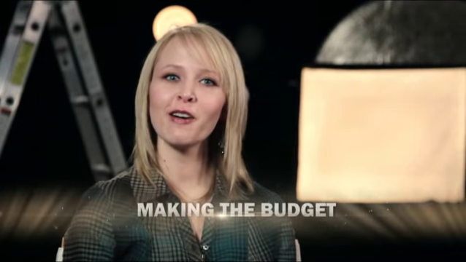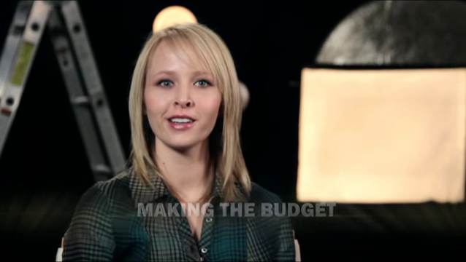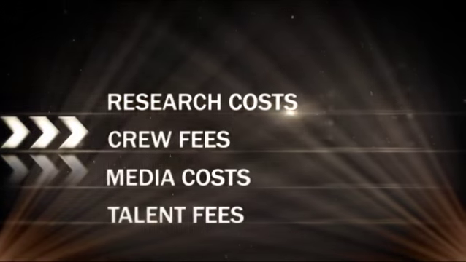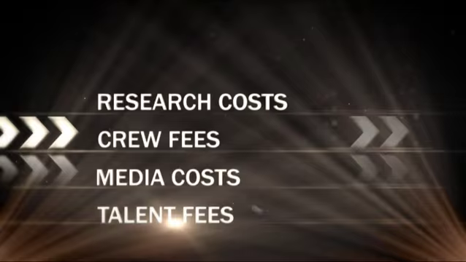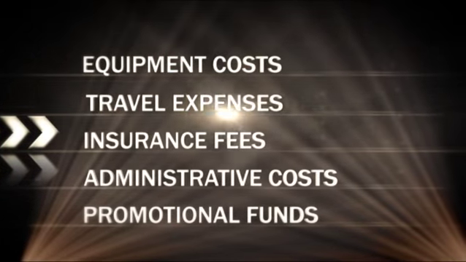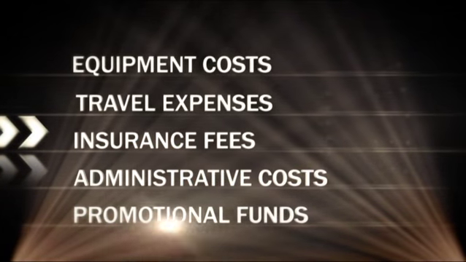You've purchased your software and have estimated your costs, so now it's time to enter those numbers into your software. Though you only need a summary of your budget for a prospectus, you still want to show that you've done your homework by making a full budget sheet. The budget should include items such as research costs, crew fees, archival and stock media costs, talent fees, equipment costs, travel expenses, insurance fees, administrative costs, and promotional funds.